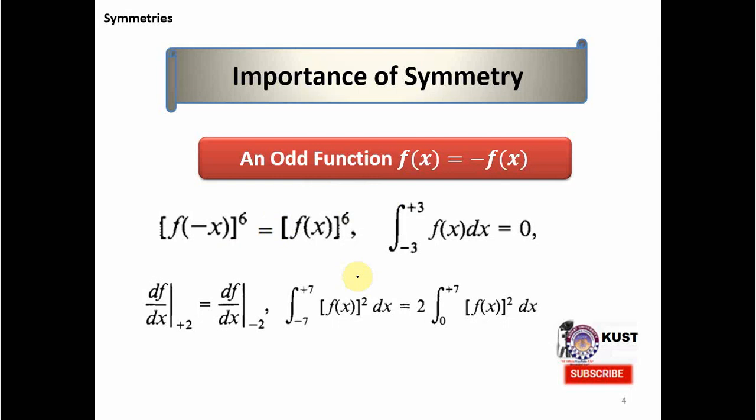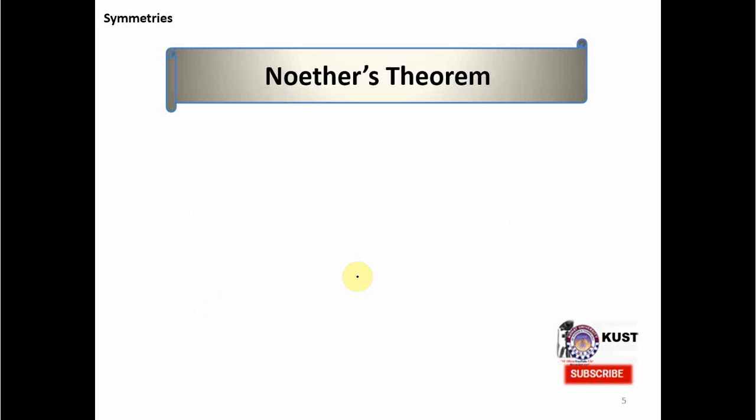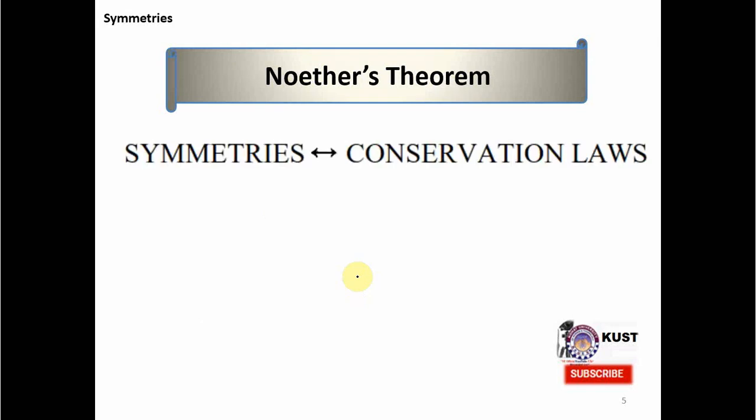Okay, this was about the importance of the symmetry. Now we go towards a very important and famous theorem regarding the symmetries that was given by a German physicist, Noether, and it is called Noether's theorem. It is the law of nature that to every symmetry there is a corresponding conservation law in nature.